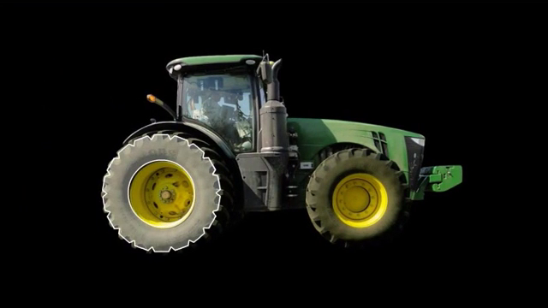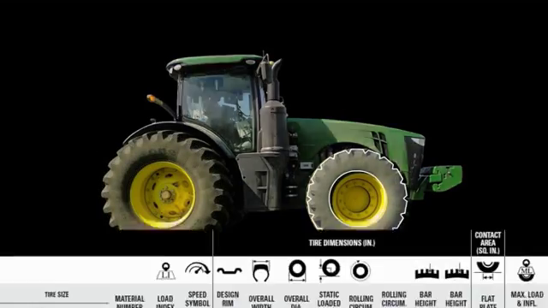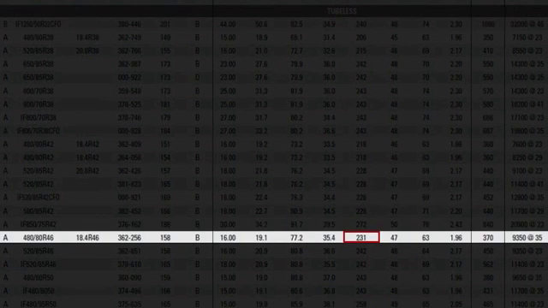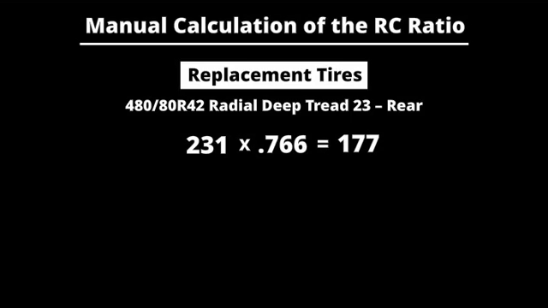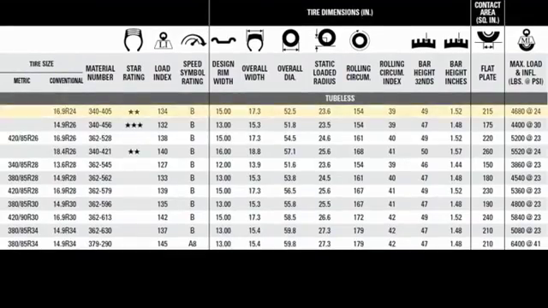You can now choose your taller replacement tire. You decided on a 480 80R46 Firestone Radial Deep Tread 23 degree. Now you need to determine the correct tire for the front. According to the data book, this 480 80R46 tire has a rolling circumference of 231. You now need to find the rolling circumference for the front tire. To find this circumference, you multiply 231 by 0.766. If not a whole number, round up the result to the nearest whole number. Our calculation equals 177. You can now consult the data book to find the proper front tire.